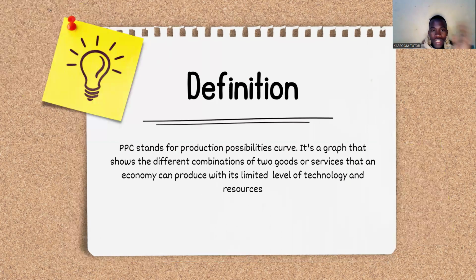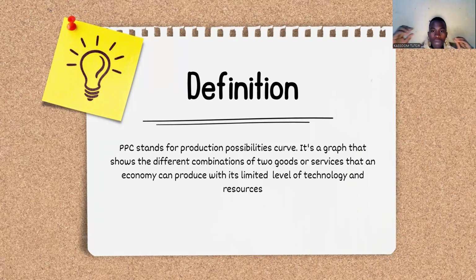So first things first, the definition. A PPC, or the production possibilities curve, is a graph that shows the different combinations of two goods or services that an economy can produce with its limited resources and technology. So key points: we're producing two goods in our economy, and we're using limited resources and technology, okay?